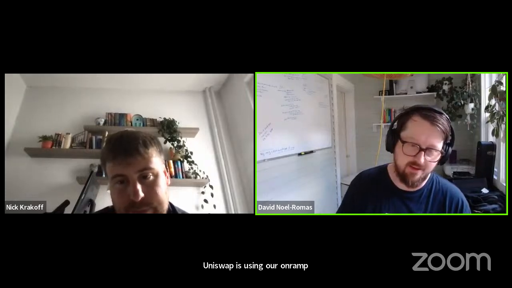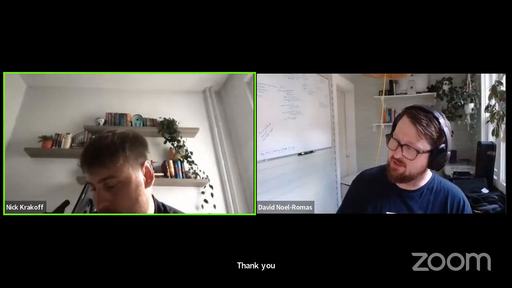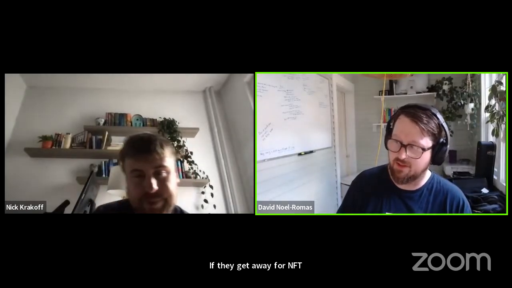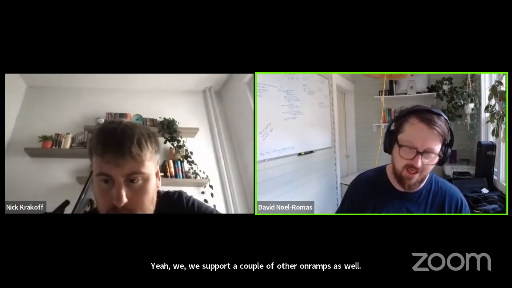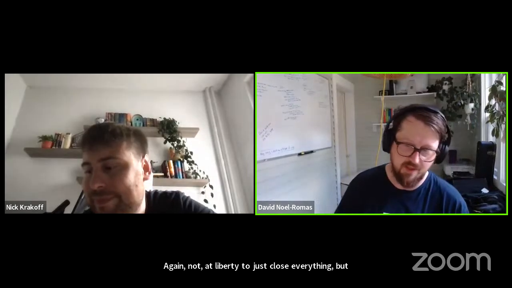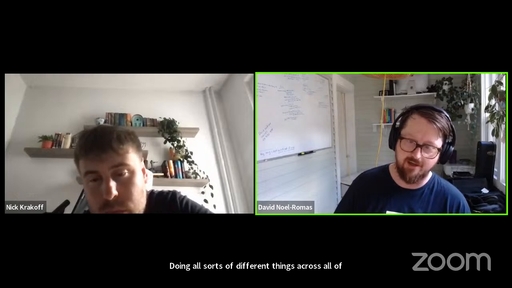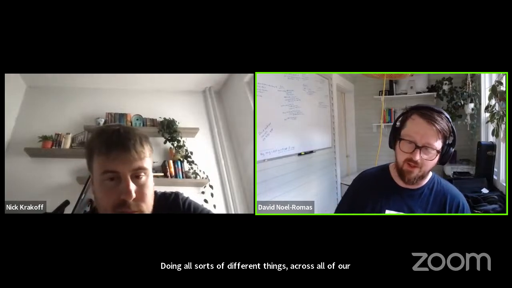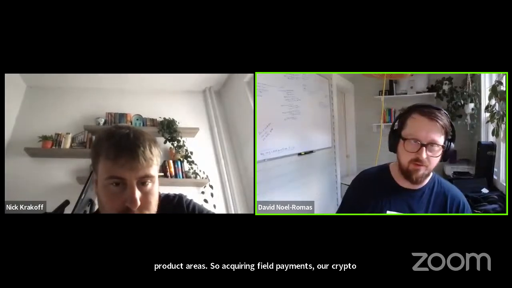Yeah, I mean, Nifty Gateway for NFT. Yeah, we support a couple other on-ramps as well. Again, not at liberty to disclose everything, but across the ecosystem, we're doing all sorts of different things across all of our product areas. So acquiring fiat payments, our crypto on-ramp, our crypto payouts, and our upcoming crypto payments products.